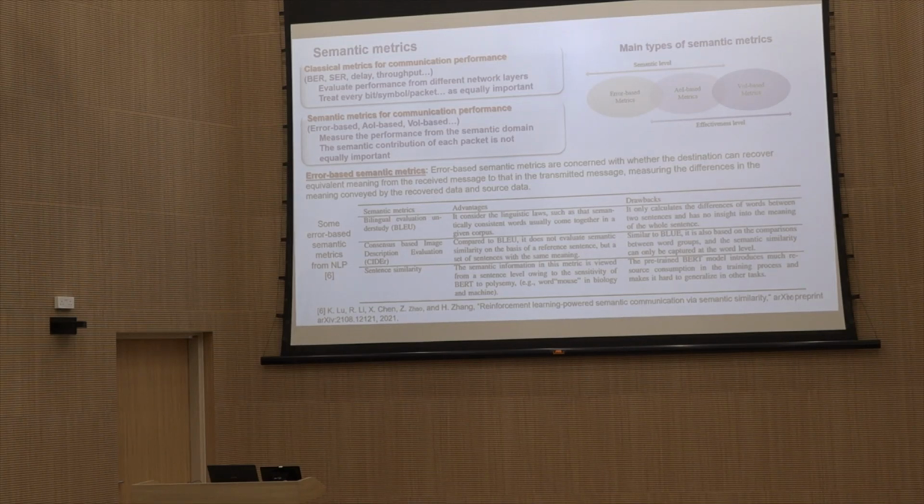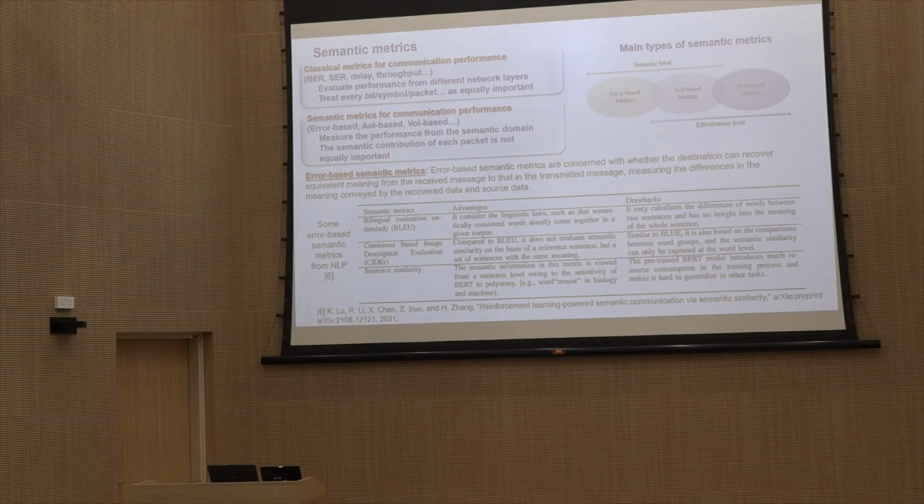First, we look at error-based semantic metrics. The error-based semantic metrics are concerned with whether the destination can recover equivalent meaning from the received message to that in the transmitted message. It measures the differences in the meaning conveyed by the recovered data and source data. Some error-based semantic metrics from natural language processing are given here.